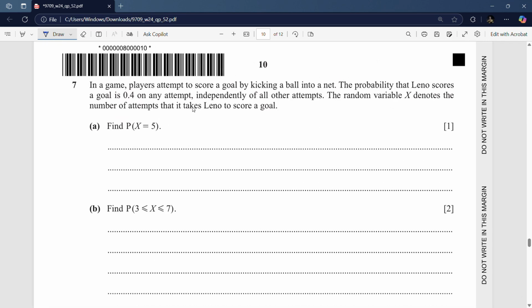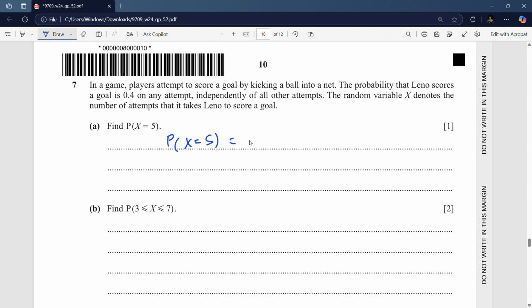So in a game, players attempt to score a goal by kicking a ball into a net. The probability that Lino scores a goal is 0.4 on any attempt, independently of all other attempts. The random variable X denotes the number of attempts that it takes Lino to score a goal. So, okay, here we have to use the geometric distribution, and let's do it.